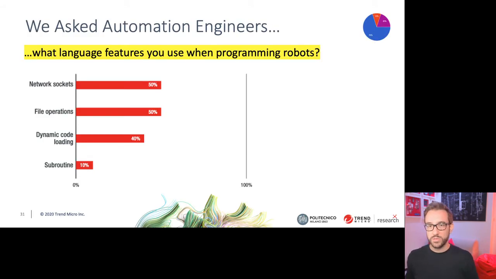We asked about 20 automation engineers, and if you consider all of the answers, all of them told us that in one way or another, they use the functionalities that we consider as dangerous. So network sockets, file operations, dynamic code loading are used by most of the people that we talk to. Maybe our sample is biased, yes. So let's expand a little bit more.